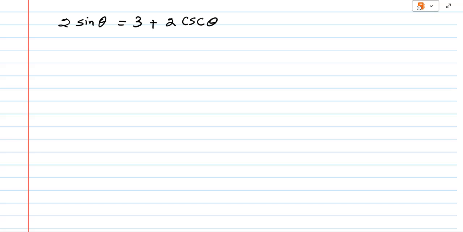All right, here's another question. Trigonometric function. We are solving for theta. This time, we want to solve all the values for theta that are between 0 and 2 pi. Okay, so that's what we're going to do. There's a restriction involved. So let's go ahead and do this.